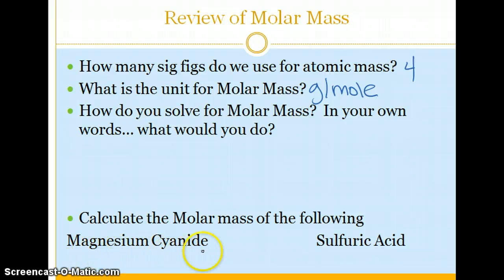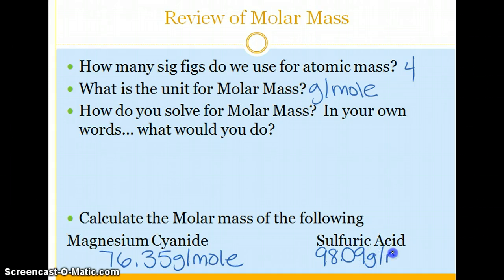Now what I would like you to do is for these 2 examples at the bottom of the page, magnesium cyanide and sulfuric acid, go ahead and spend some time solving for the molar mass of those 2 compounds. Once you've completed it, you should get for magnesium cyanide 76.35 grams per mole. And for the sulfuric acid, you should get 98.09 grams per mole. Okay, so take some time, solve for those, and when you're done, you can compare it to those answers.